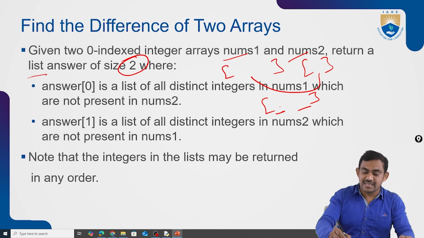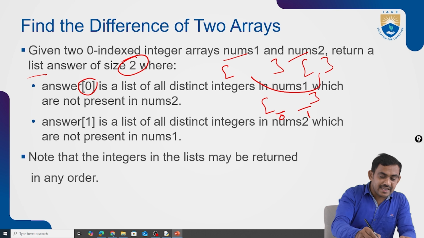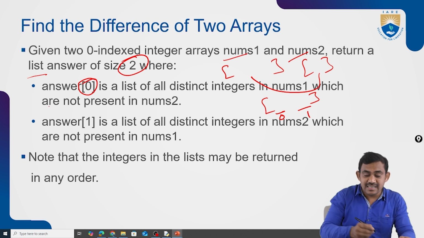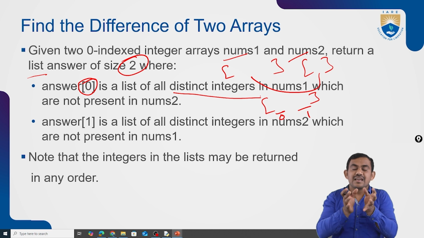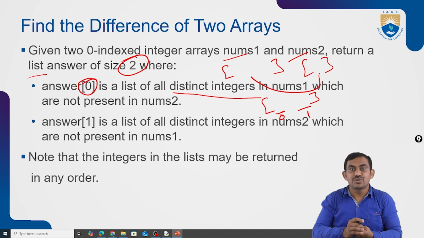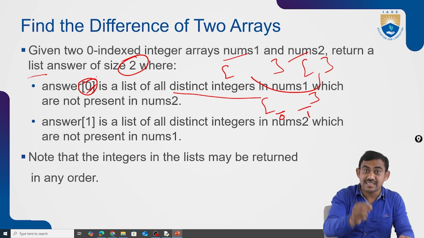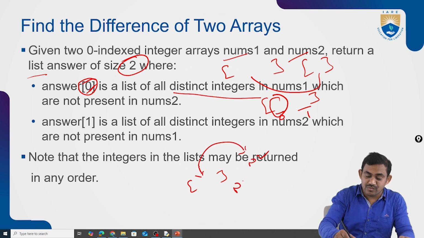So the 0th index and the 1st index are required. In the 0th index, again it's a list. In that list, we need to find the difference. Suppose num1 has some numbers that are not in num2. In the 0th index, I have one more list, and that list holds the values not in num2. So I need to compare the num1 values with num2. The numbers that are not present will be placed in the 0th index.